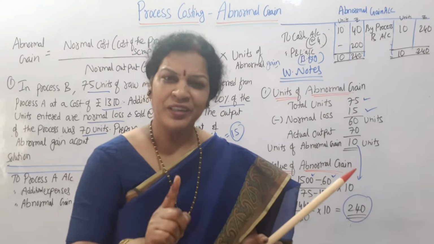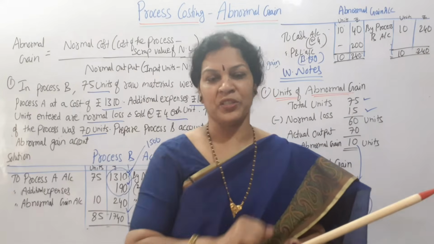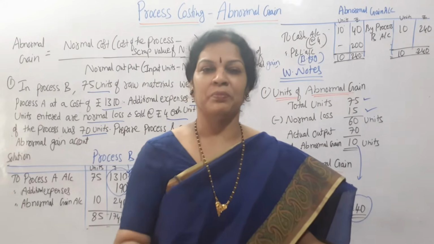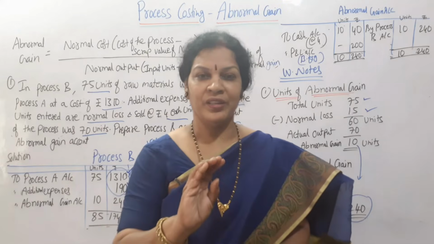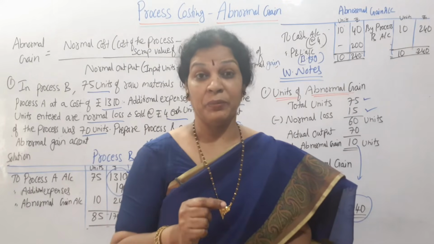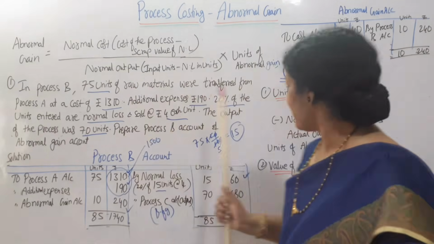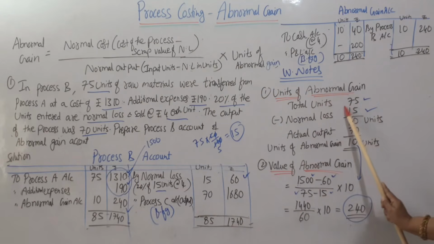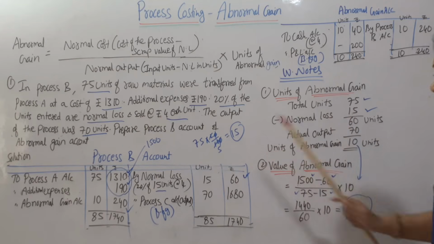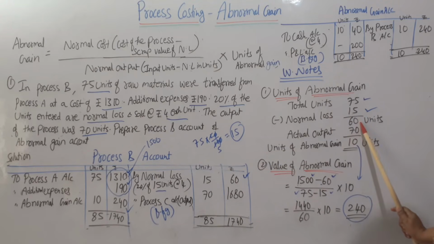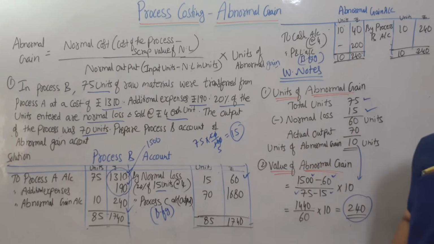If you understand the abnormal loss problem, the previous one, gain is also the same pattern, no doubt at all. Only small differences you have to remember. You have to remember how we got the abnormal gain. In this process, total units 75, normal loss is 15. So total output is this much, but actually they are saying it is 70. It means the difference is more, na? So that is why abnormal gain. Identifying and applying the formula, that's it. Take a screenshot or pause the video, note down.